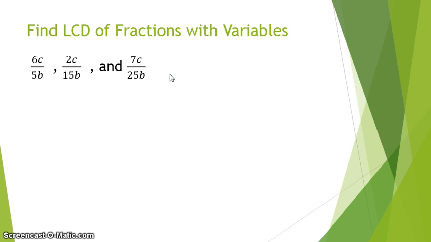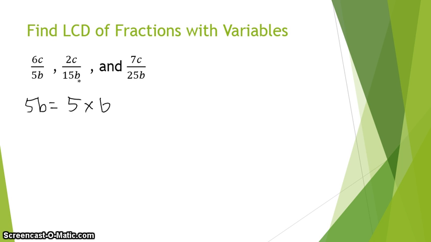Now, you can also find the least common denominator of fractions that have variables in them. Variables are letters that we use in math. It's a letter that stands for a number that we don't know. So here you have b in every denominator. Again, I can use my prime factorization. 5b: 5 is a prime number already, so you're not going to be able to break it down anymore. So 5b is the same thing as 5 times b.